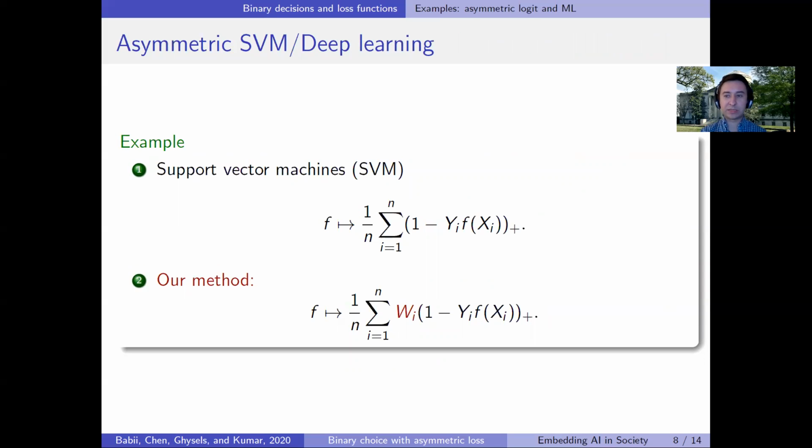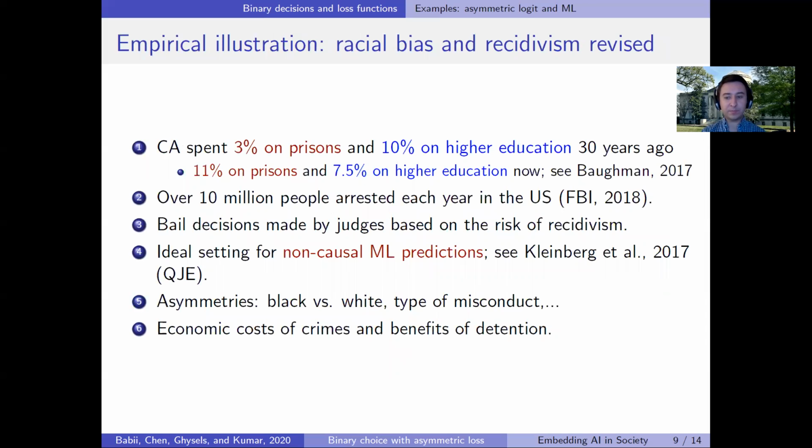Similarly, if you talk about support vector machines or deep learning, we often use this objective function with some additional regularization. And with our methodology, we would need to add weights to this objective function that would adjust for asymmetric preferences and losses. So in the last part of the talk, I would like to discuss the empirical illustration for racial bias and recidivism.